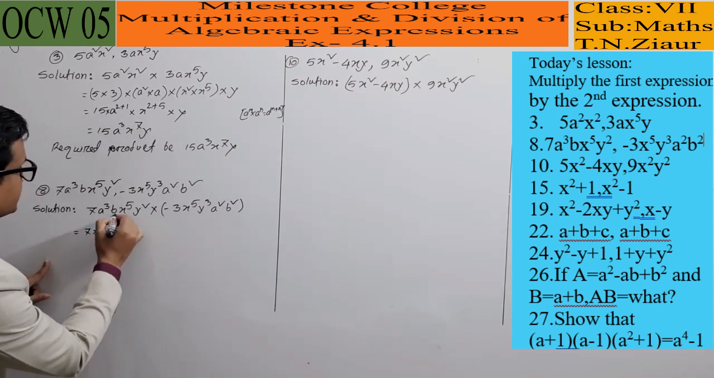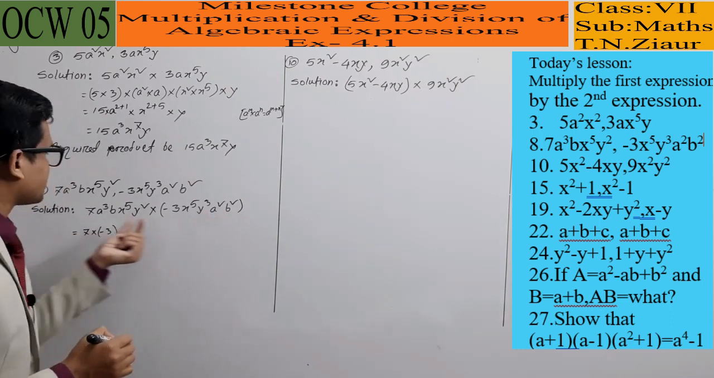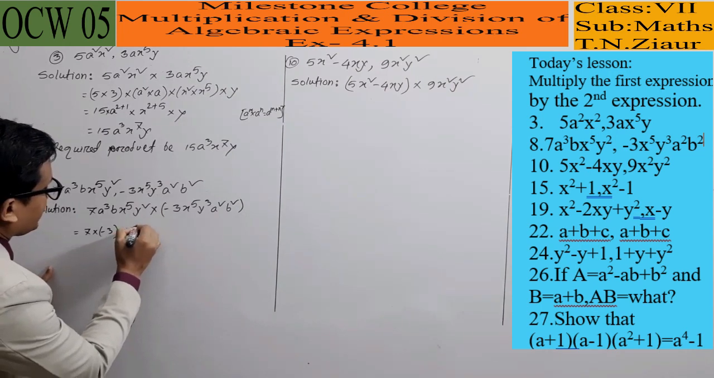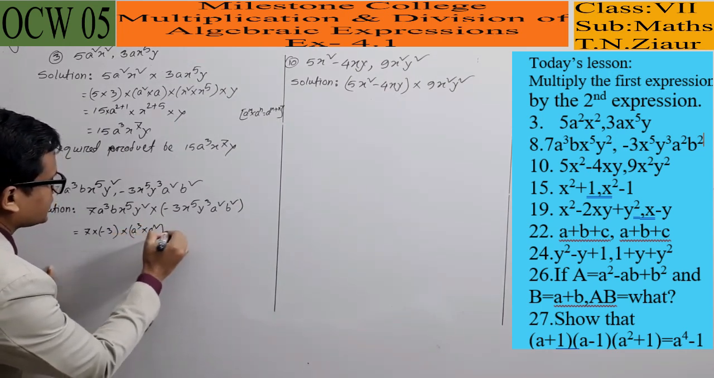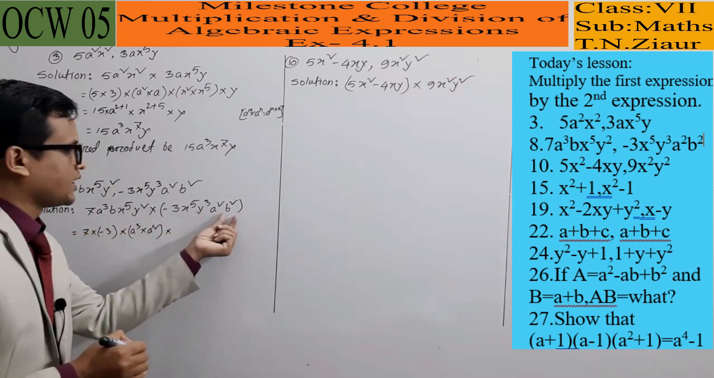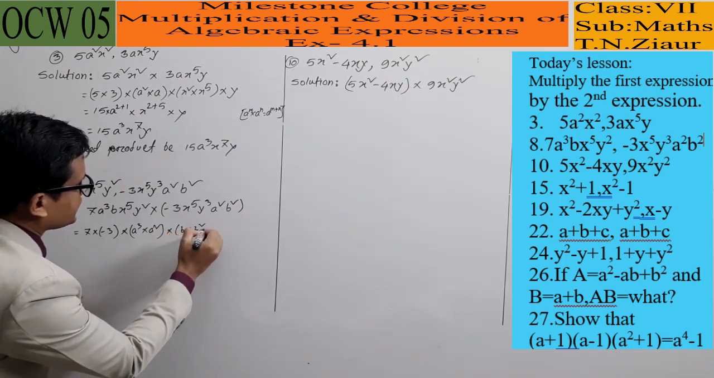So now here is a cube. Is there any a? Yes, a square. So a cube into a square, we just have to multiply. Okay, now here is b. Is there any b? That is b square. So just write b into b square.